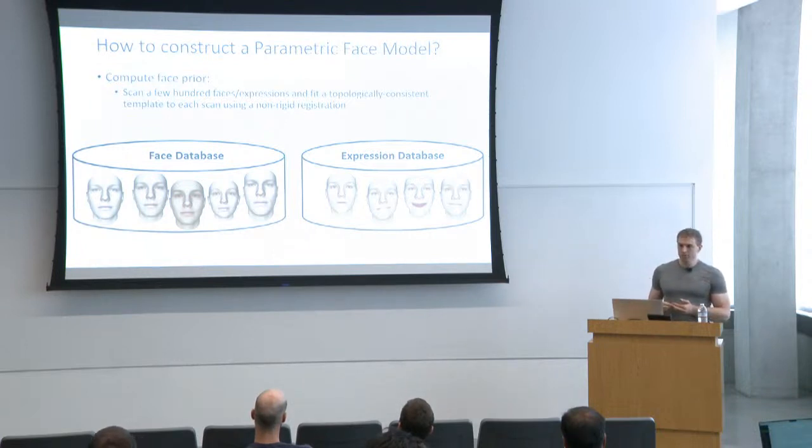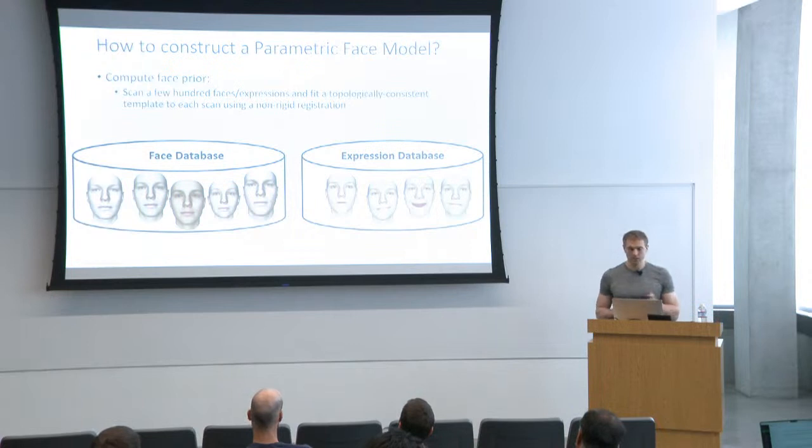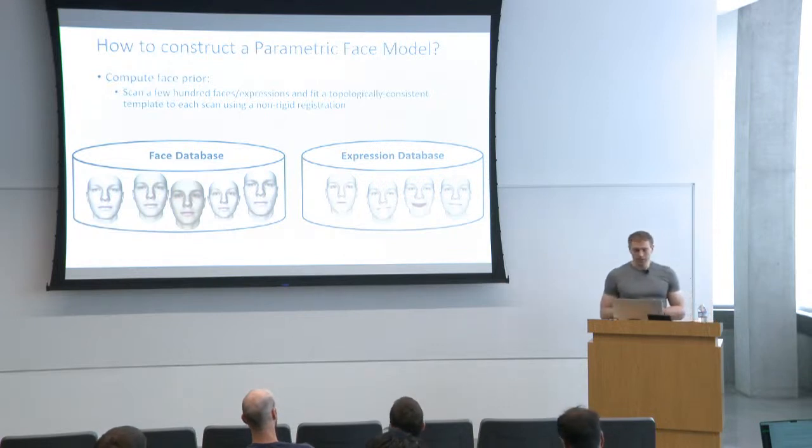So this is something that people like in this famous Blanz and Vetter paper in the 90s, I think, they were one of the first that did this. And what they're doing is basically they're going ahead and scanning a few hundred people, specifically the faces, with high-end scanners, and then they fit a topologically consistent template to each of these scans, right?